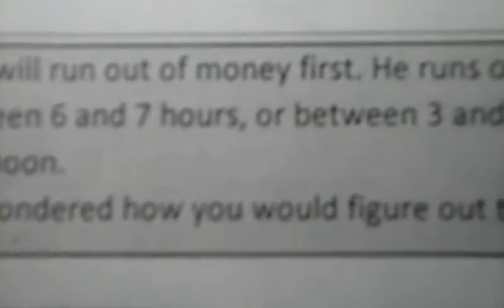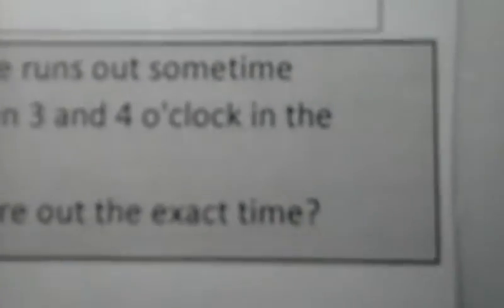which would make it 6 hours and 40 minutes, between 3 and 4 o'clock. So, on our table, we wrote in, Gary will run out of money first. He runs out sometime between 6 and 7 hours, or between 3 and 4 o'clock in the afternoon. And we wondered how you would figure out the exact time. And we figured that out by expanding the graph. So we are really happy with the way this turned out for us. Thank you.